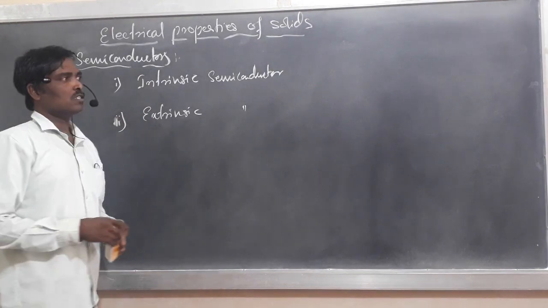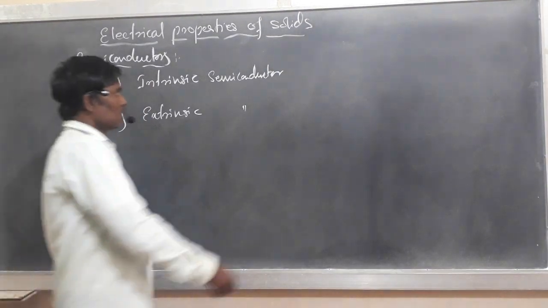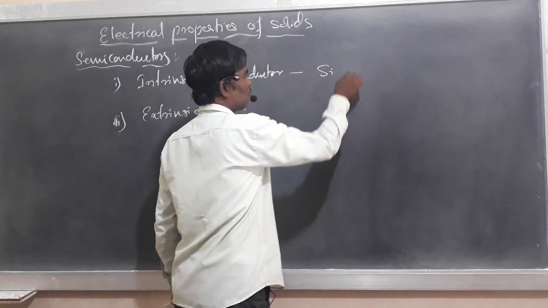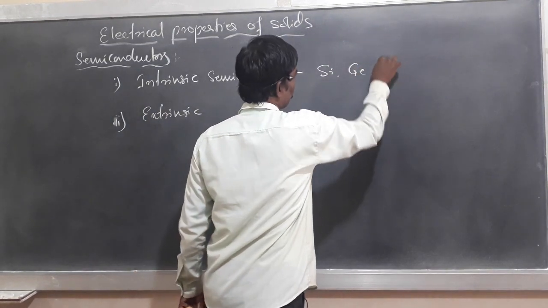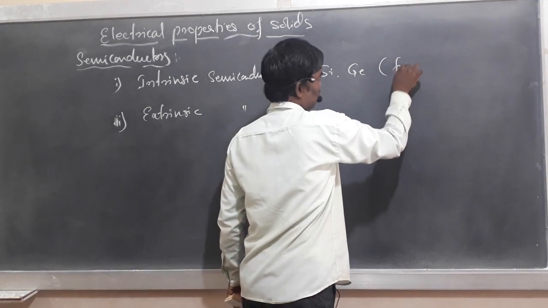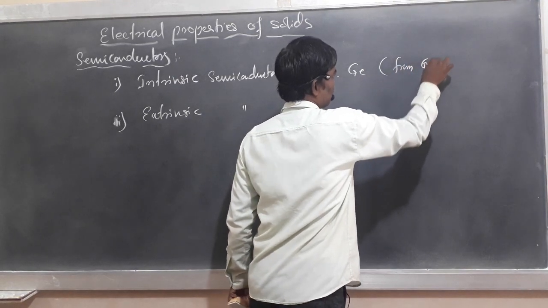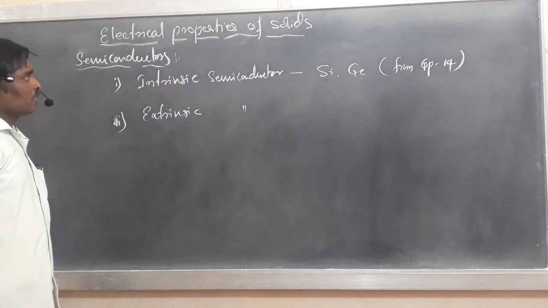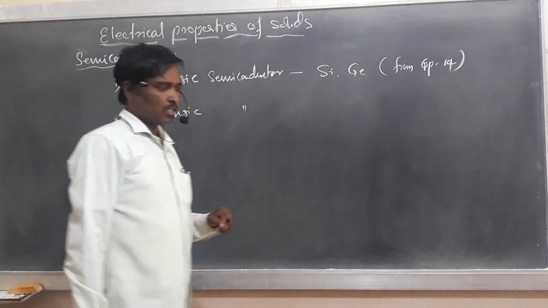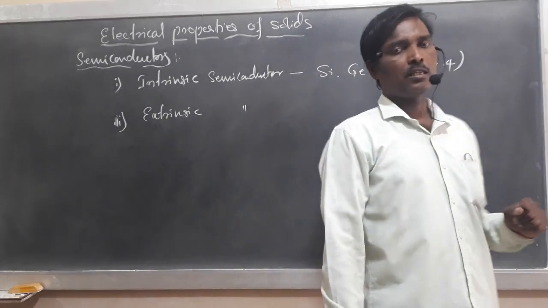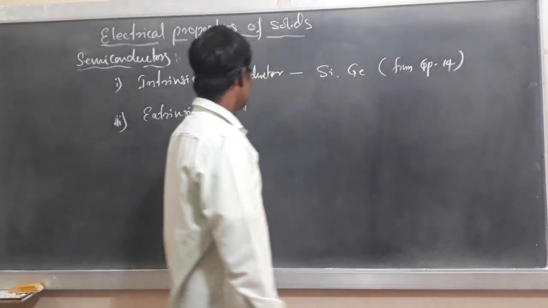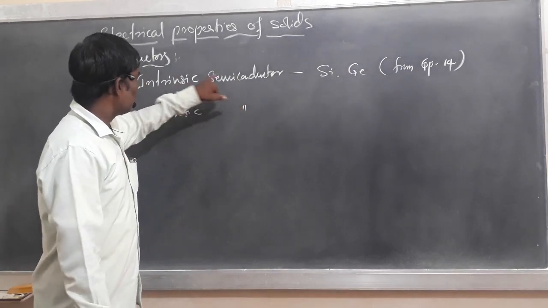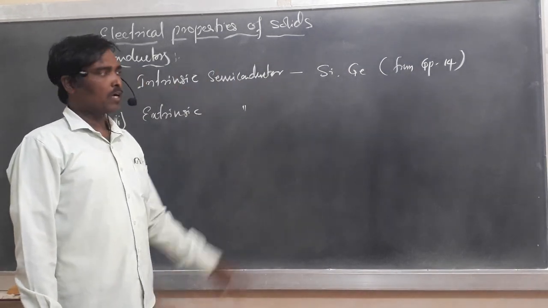Intrinsic semiconductors are pure semiconductors like silicon and germanium of group 14 elements. Silicon and germanium, they are pure semiconductors. They do not conduct electricity. To conduct electricity, we need free electrons. So a pure semiconductor is a bad conductor.